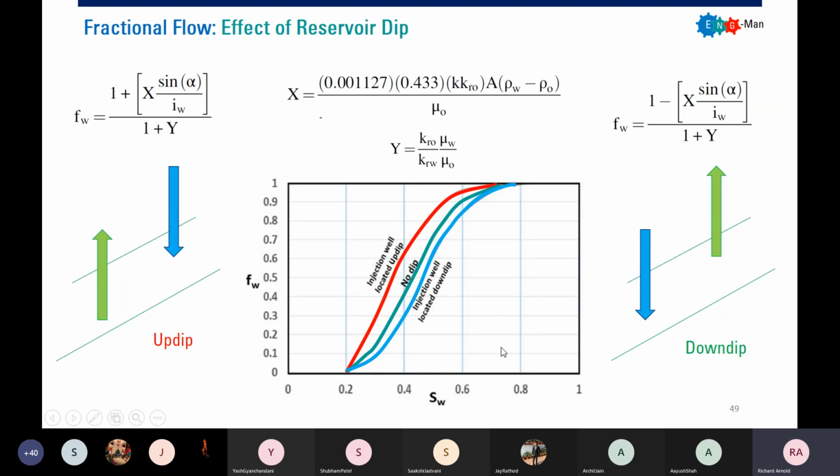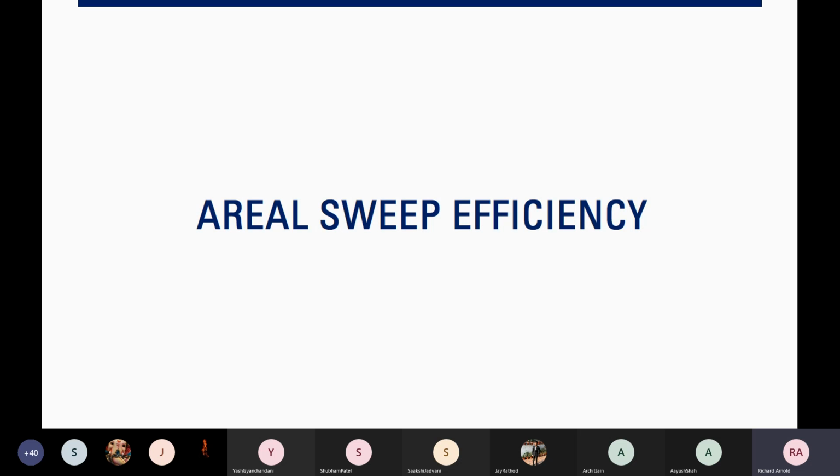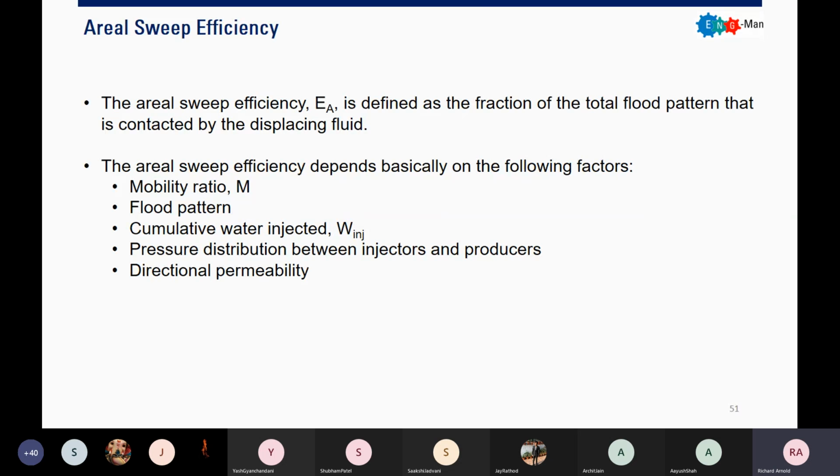Okay, so actually in this part, we want to know how to calculate our displacement efficiency, and we want to know which factors finally will influence our displacement efficiency. Okay, but that's one thing. Displacement efficiency is just one thing. The other thing we need to estimate is our areal sweep efficiency. It's also very important. Okay, the areal sweep efficiency is defined as the fraction of the total flood pattern that is contacted by the displacing fluid.